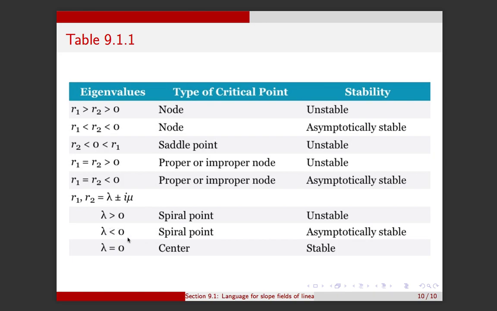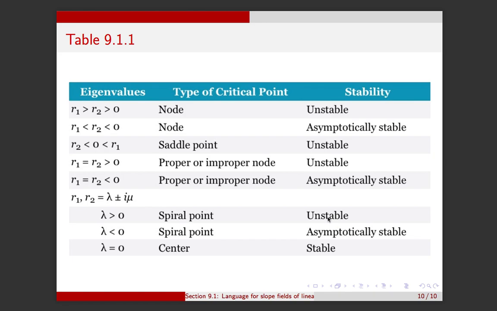If that real part is negative, that's how you get an asymptotically stable spiral. So things will spiral into the origin. On the other hand, if that real part is positive, you get an unstable spiral away from the origin. So things spiral, but away.